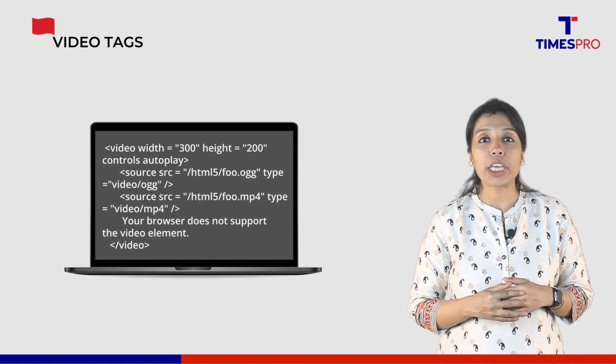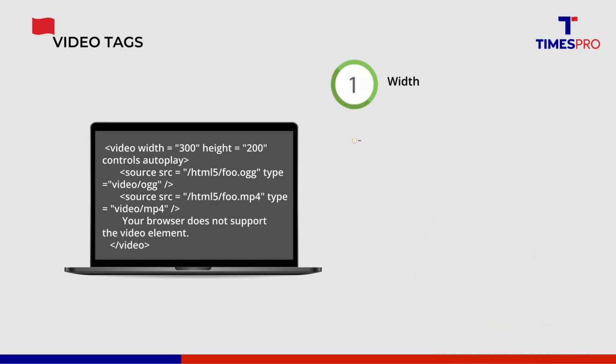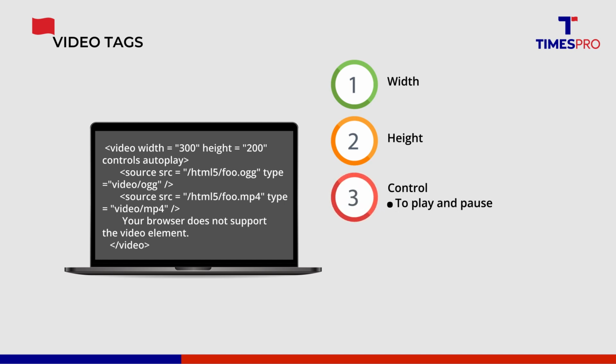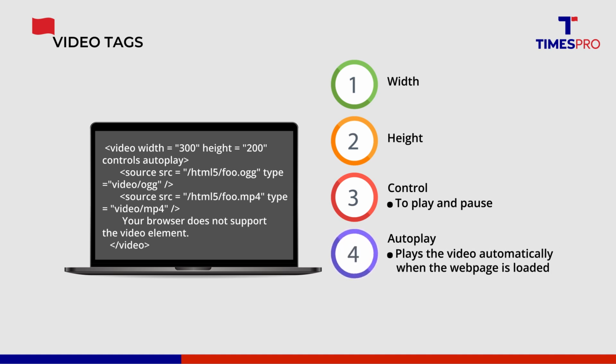In a video tag, you have width and height as the attributes which take particular values so that the video is displayed in a particular viewport. The controls attribute allows you to play, pause or stop the video. The autoplay attribute loads and plays the video the moment your web page is loaded. You also need to specify the source of the video file.